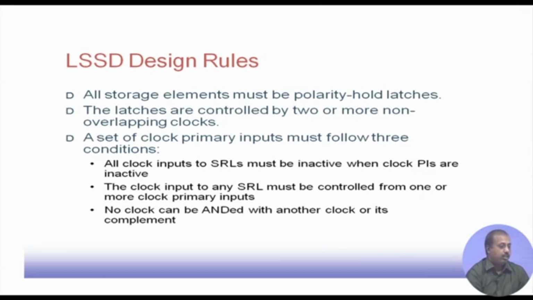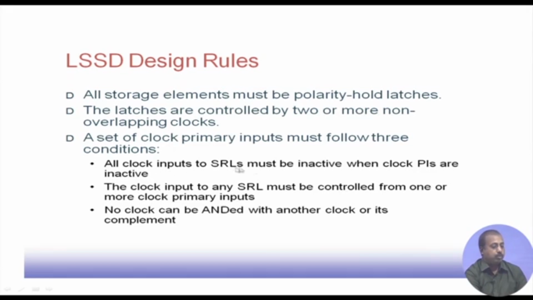There are several rules for these LSSD designs. For example, all storage elements must be polarity hold latches. This is one requirement. You cannot keep any storage element as a normal latch, because then this scan chain cannot be framed. The latches are controlled by two or more non-overlapping clocks, like C1, C2, A, B. A set of clock primary inputs must follow three conditions. If you take any set of clocks, they must follow these conditions.